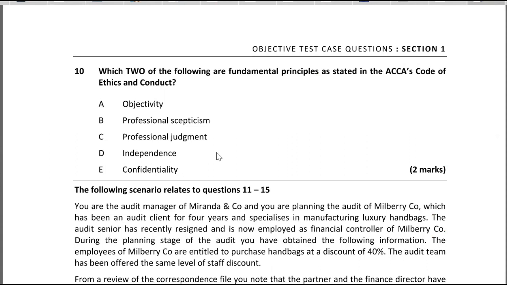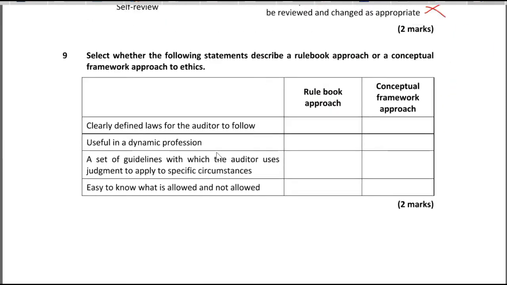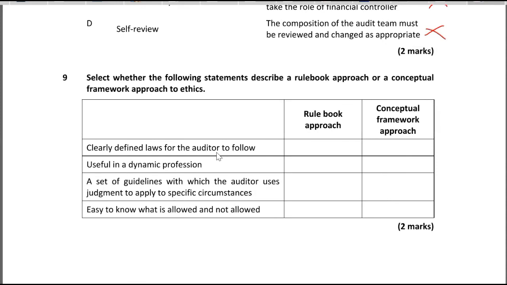Which two of the following are the fundamental principles as stated in the ACCA Code of Ethics and Conduct? Fundamental principles of ethics. Do you remember the mnemonic? Sorry, we skipped one question. Select whether the following statement describes a rule book approach or a conceptual framework approach to ethics.